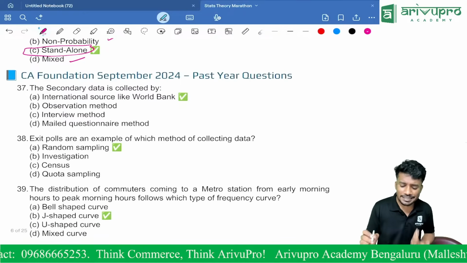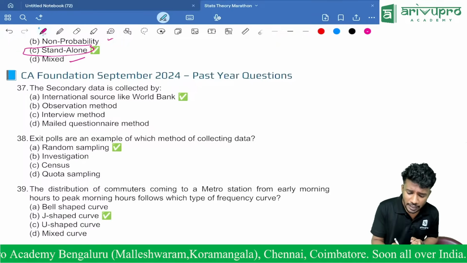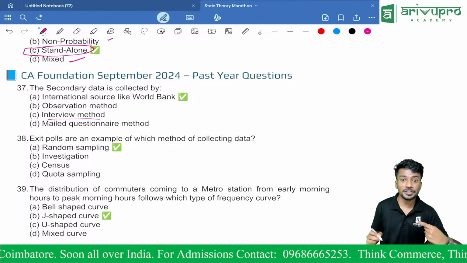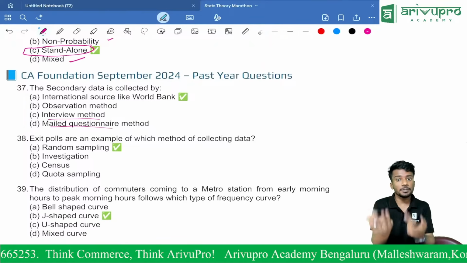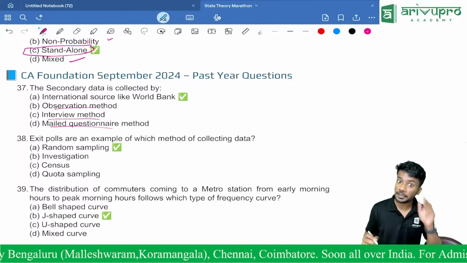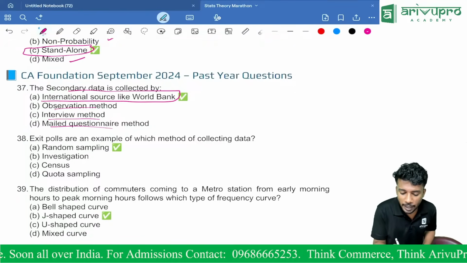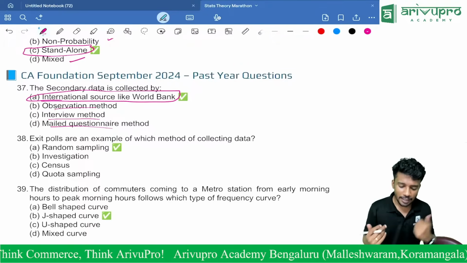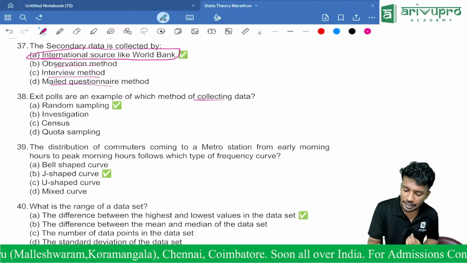Then secondary data is collected by what? Some options are there. Interview method is a direct method. Directly I am talking to Hrithik Roshan, that is an interview, that is primary data. Then mailed questionnaire method, I am directly asking the person itself and getting the answer, that is also primary data. Observation method, a person is going there and observing, it's a type of primary data. International source like World Bank, the World Bank has their data and we are looking into that data, that is secondary data.